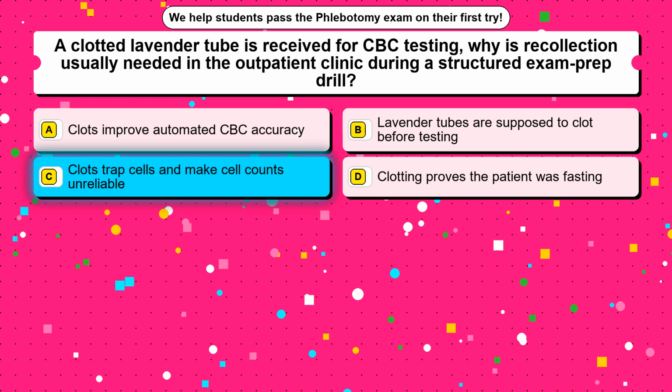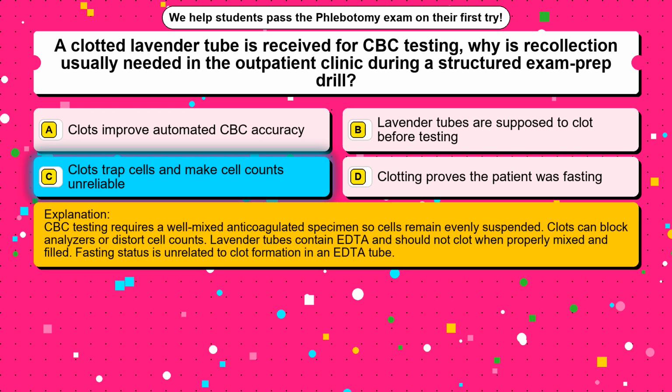Clots trap cells and make cell counts unreliable. CBC testing requires a well-mixed anticoagulated specimen so cells remain evenly suspended. Clots can block analyzers or distort cell counts. Lavender tubes contain EDTA and should not clot when properly mixed and filled. Fasting status is unrelated to clot formation in an EDTA tube.